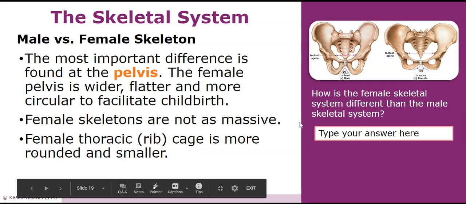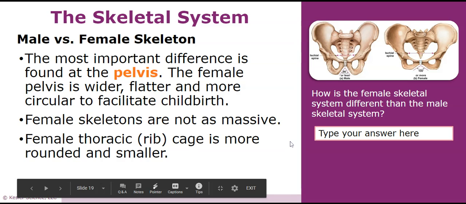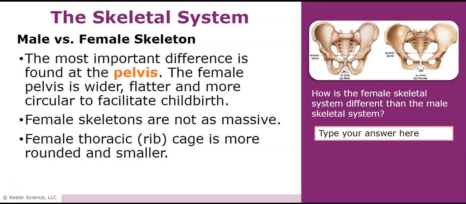Moving on to slide 19. We're just going to take a moment to talk about the difference between the male and female skeleton. This becomes really important for forensic investigators if they discover a body that no longer has any tissue or is very difficult to identify. One of the ways that they can begin to tell if it was a male or a female, just to start, is to look at the skeleton.